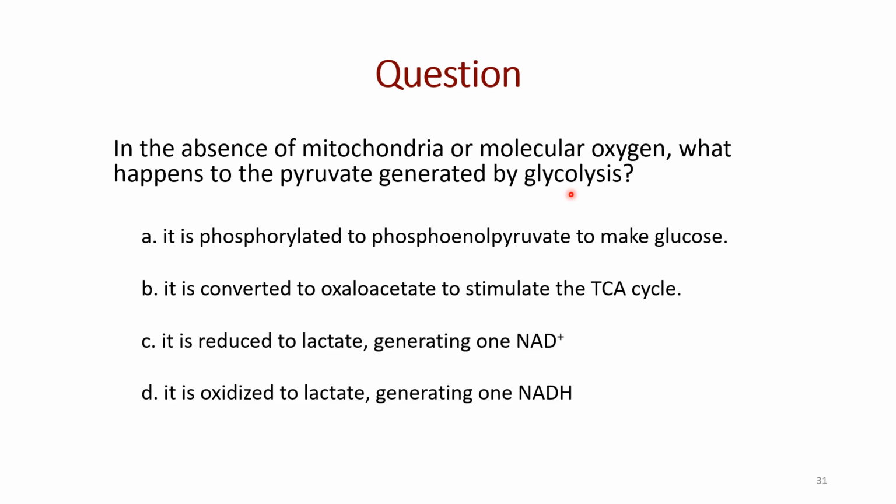Well, if you remember, the cell that doesn't have mitochondria needs to regenerate its oxidized NAD, and the way you do that is you take pyruvate and you take the NADH produced by glycolysis and you move that hydride onto pyruvate to create lactate. And when you create lactate, that turns the NADH to NAD+, and that allows glycolysis to go forward. So you're looking for an answer that has something to do with it's converted to lactate. Do you see that here somewhere? Yeah. It's reduced to lactate, generating NAD.